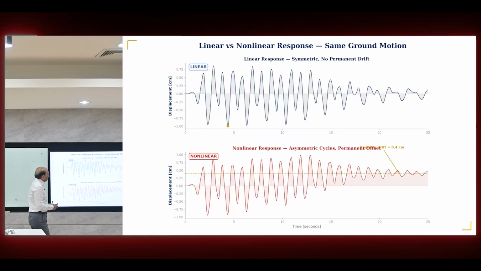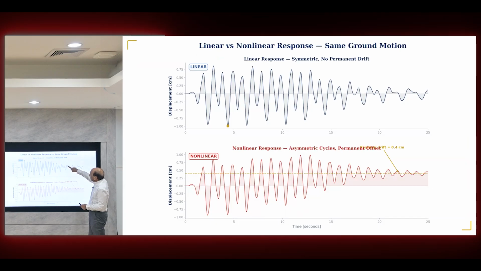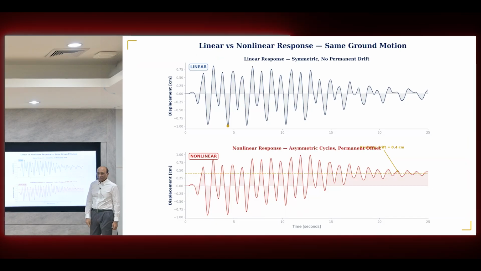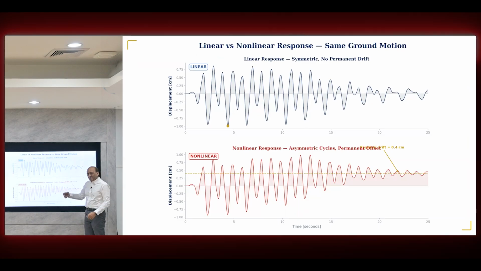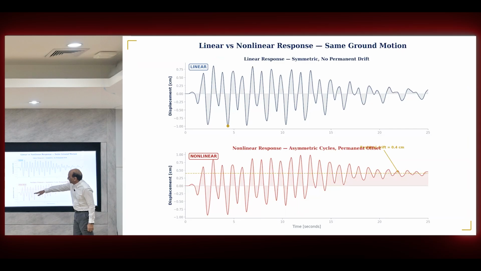And now you can see here that the linear and nonlinear response are now going to be different for the same ground motion, because the damage is now going to change the response after each cycle. So if something happens here, it will affect everything. So you can see here it's going to drift away.